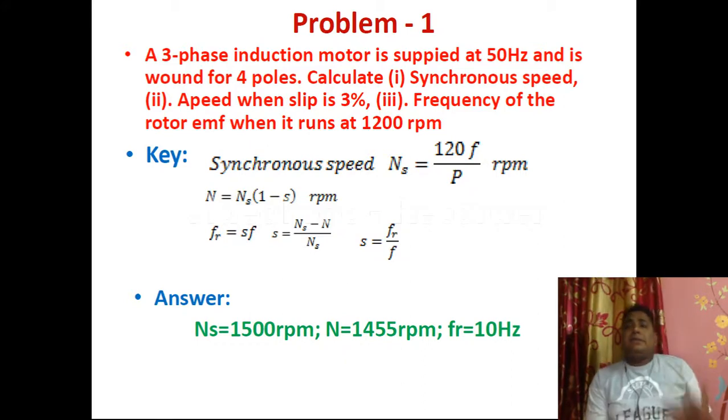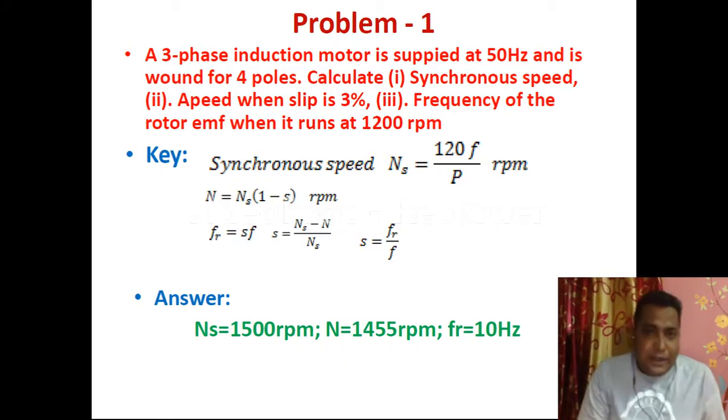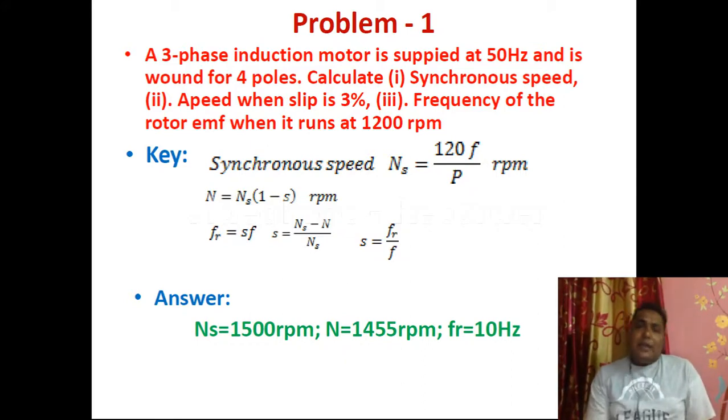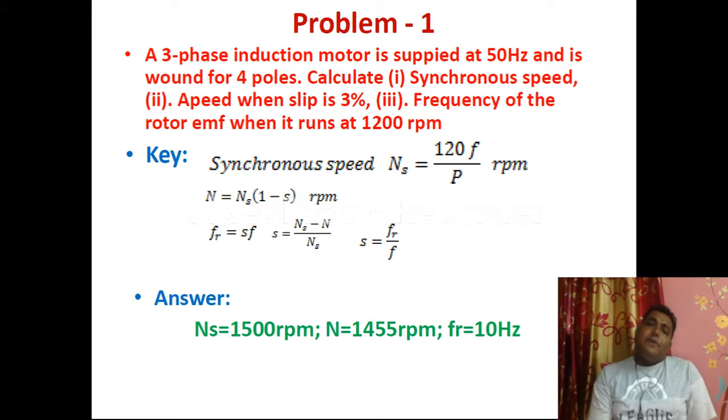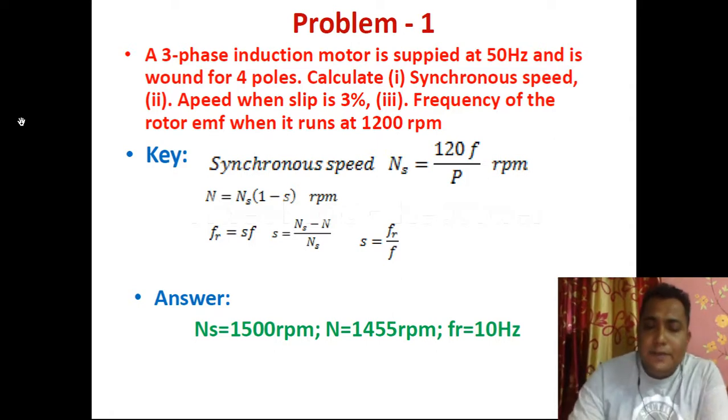And the last one is the frequency of the rotor EMF when it runs at 1200 RPM. That means we have to find the rotor frequency Fr. What is the formula for Fr? That is S into F. S is given as 3%, and F is 50. If we multiply, we get 1.5 Hz as the answer. Okay, so this is problem number 1.